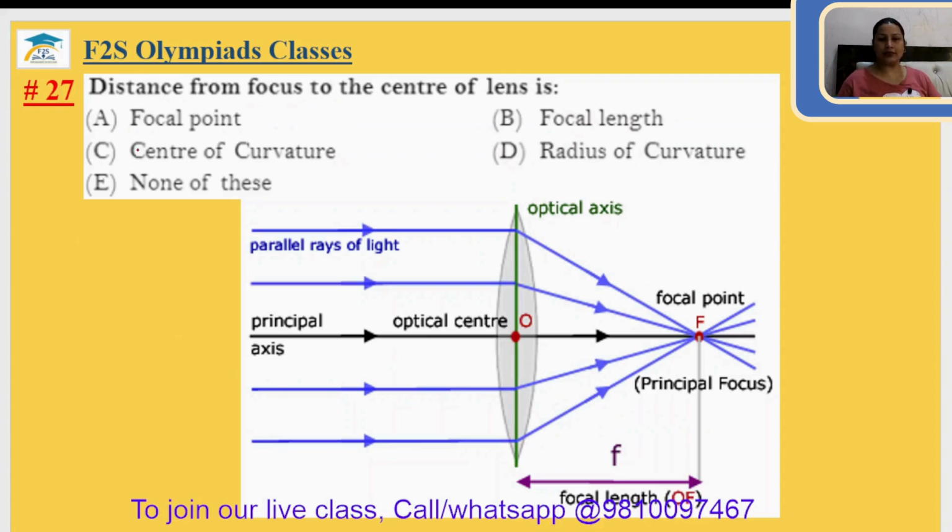Question number 27. The distance from the focus to the center of the lens. From the focus to the center of the lens, this is known as focal length. It is in option B. The 27th answer is option B.